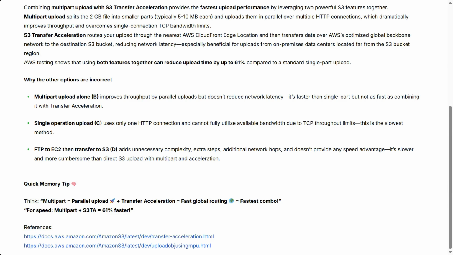FTP to EC2, then transfer to S3, D, adds unnecessary complexity, extra steps, additional network hops, and doesn't provide any speed advantage. It's slower and more cumbersome than direct S3 upload with multi-part and acceleration. Quick memory tip. Think: multi-part equals parallel upload, plus transfer acceleration, fast global routing, fastest combo. For speed, multi-part plus S3 acceleration.